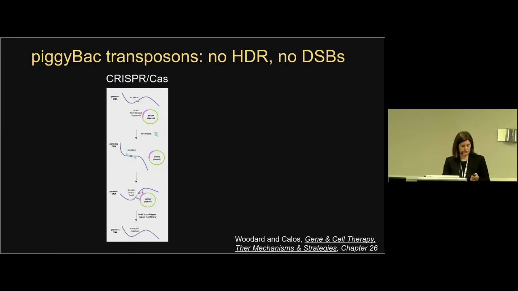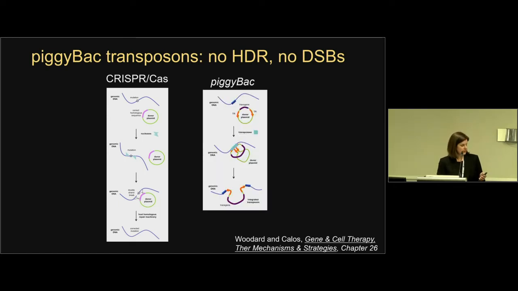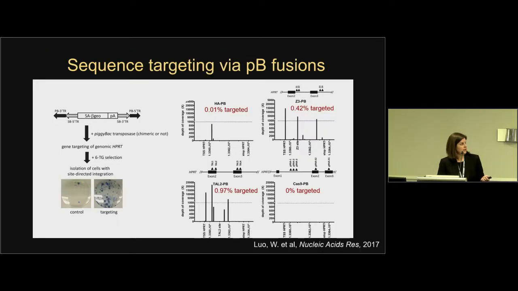Okay, so another feature of piggyBac that makes it a little different is that it doesn't require homology-directed repair. It doesn't make a double-strand break, so that can have its uses. The thing is, of course, with piggyBac, it's random integration, essentially. It's just going to a TTAA. So how do you tell piggyBac to go to a specific sequence? It turns out it's really hard.